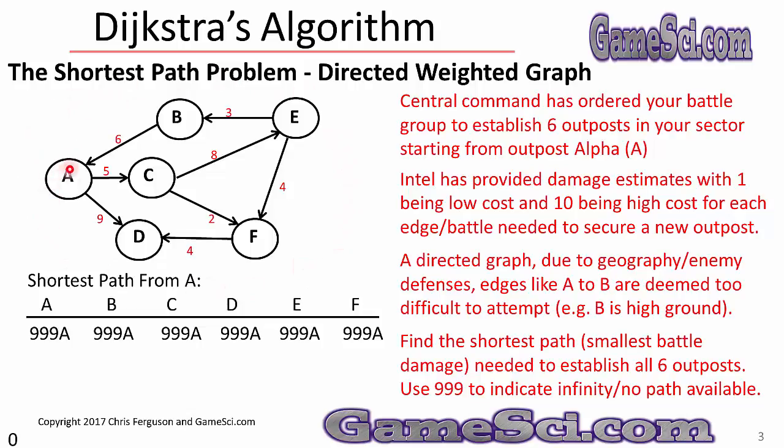We're starting in vertex A, and our estimates are it'll take 5 battle damage points to get to C. It'll take 9 battle damage points to get to D. There is no arrow from A to B. B is on high ground. You don't want to fight uphill.